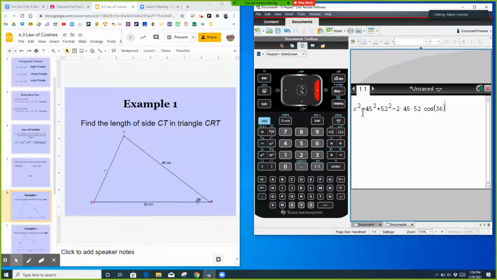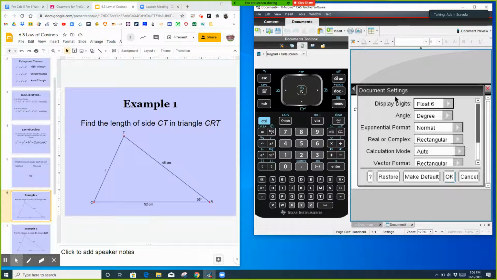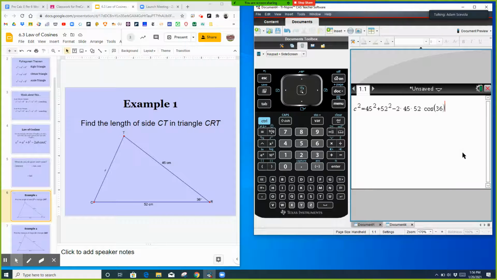This angle R is given in degrees, so we want to make sure that our calculator is in degrees. I hover over that and I see it's in degrees, so that's good. If it wasn't, I would click on that, hit document settings, change this to degree, and then hit OK. Because I have a TI-Nspire, it's going to simplify that down for me.